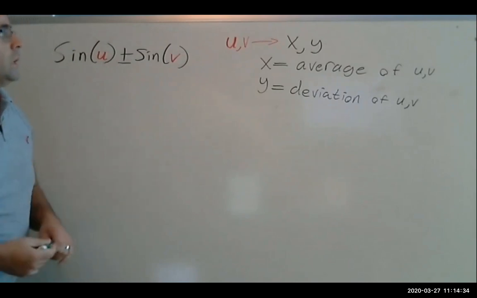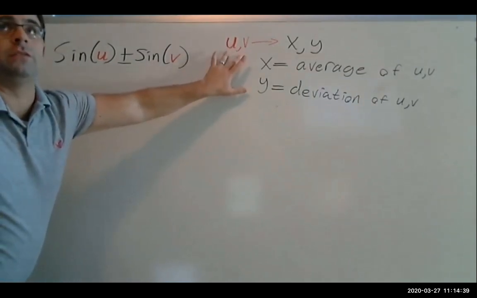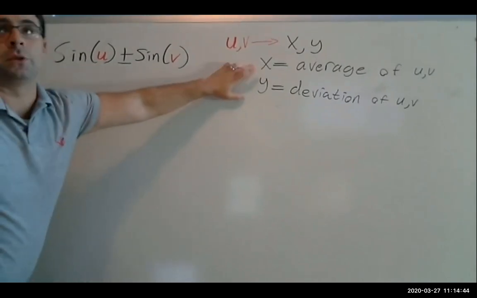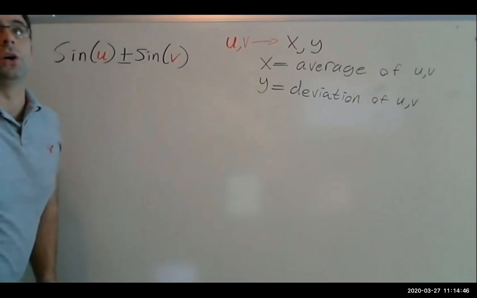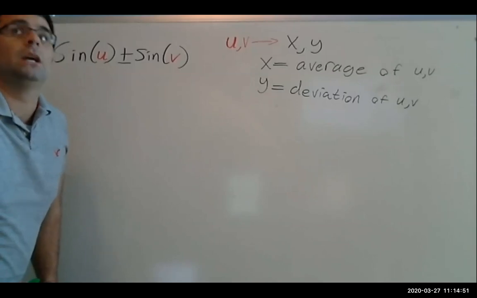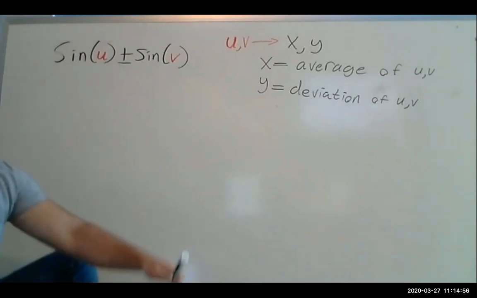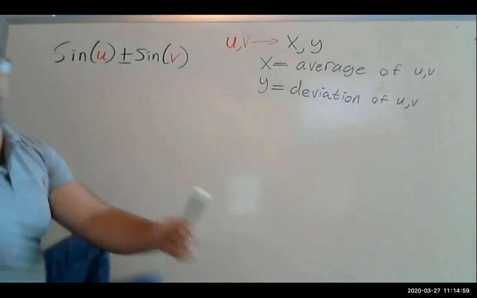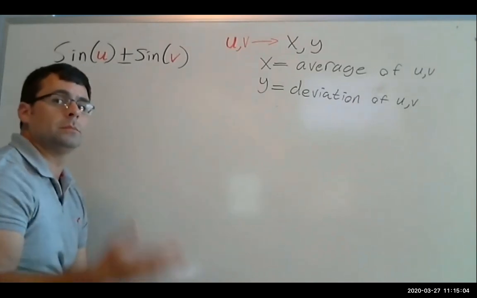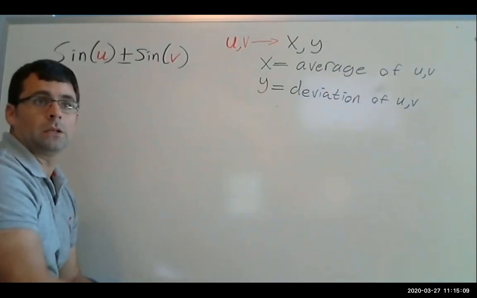So we're going to take any two numbers, and we call them u and v, and we're going to convert them into two numbers x and y. So x is the average of u and v, and y is the deviation of u and v. That sounds really random, really weird, but give me two numbers between 0 and 100. I'm just going to show you what I mean by this.